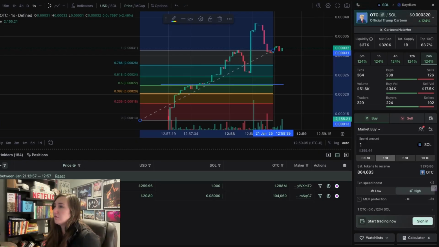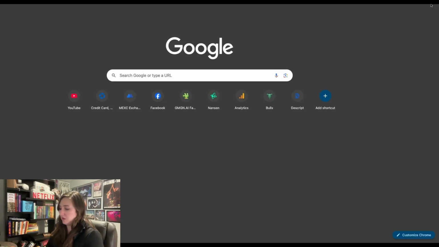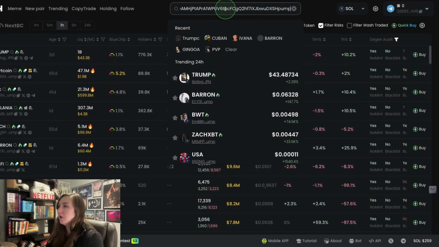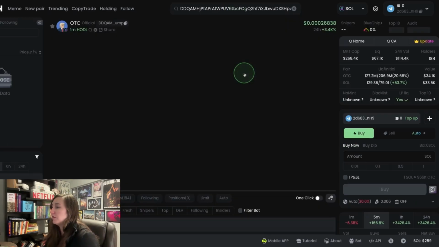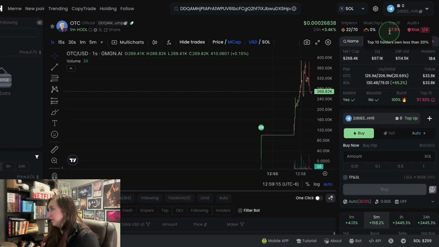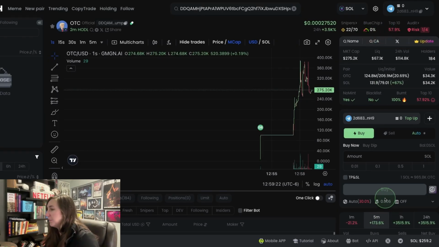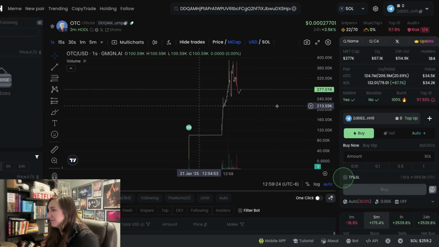We can even copy this address into GMGN and just see. I just find GMGN's a lot easier to read the count of holders and stuff like that. So yeah, top 10, we're at 57.9. That's probably not too good. There's no blue chips or anything like that. So this one's probably going to rug out pretty quickly.